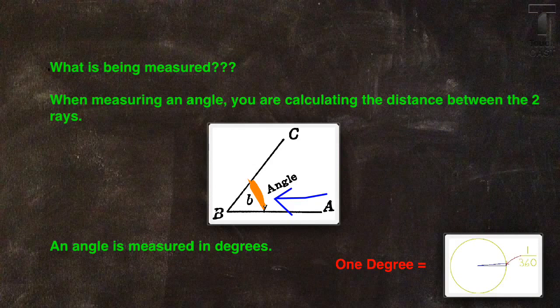We measure angles in degrees. Now, this is not the degrees that you think of with temperature. This is something completely different. These are the degrees we use for angles. With angles, 1 degree equals 1 out of 360 of a circle, as you can see right here. We're actually going to talk about that a little bit more in the next video.